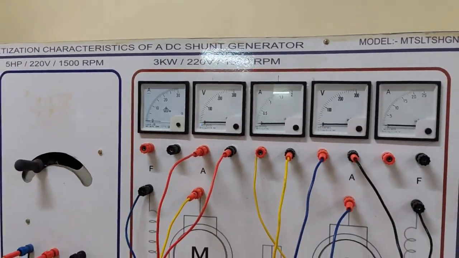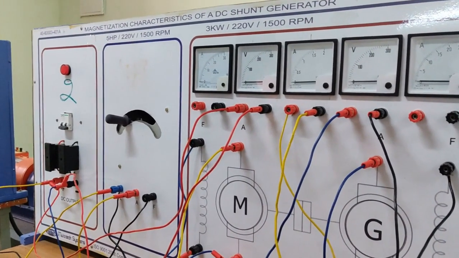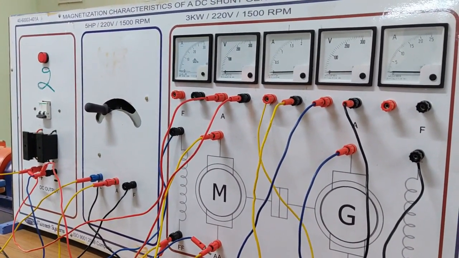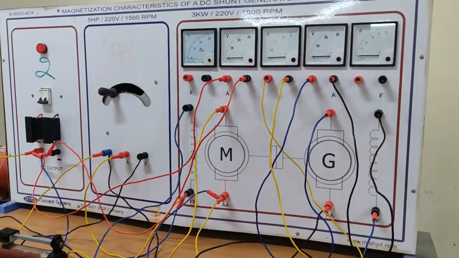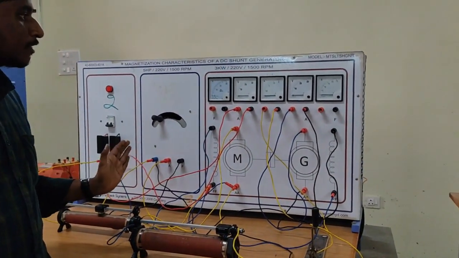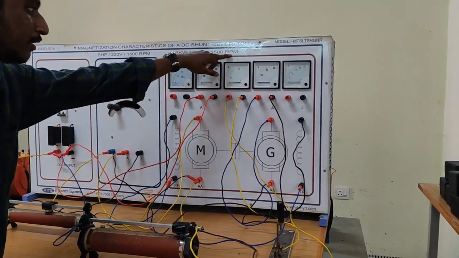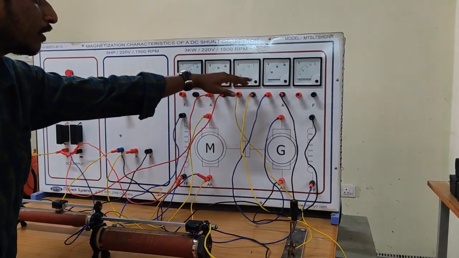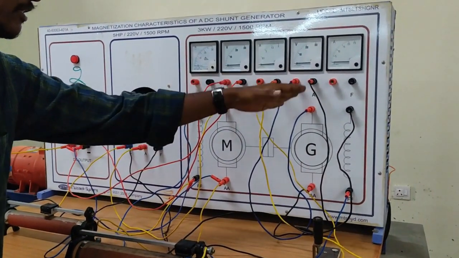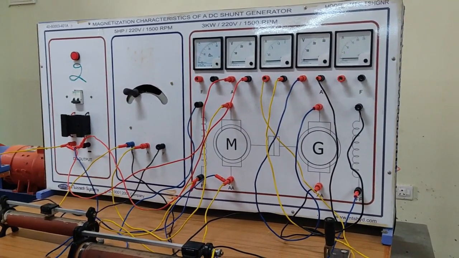How to find the critical field resistance and how to find the critical speed will be explained. It is already included in the manual, so go through the manual and find the critical field resistance and the critical speed. This experiment will be performed at a constant speed, right? The speed will be constant at 1500 rpm, our rated speed. So we need to observe only the no-load EMF and the field current. By using this graph, we need to get the critical speed as well as the critical field resistance of a shunt generator, right? Thank you.